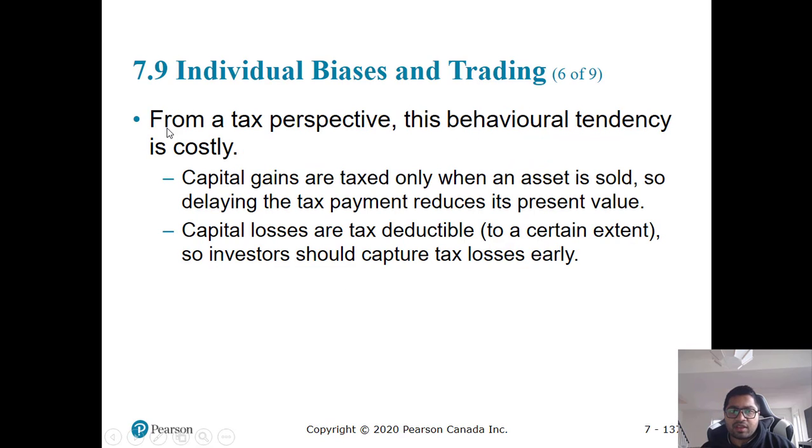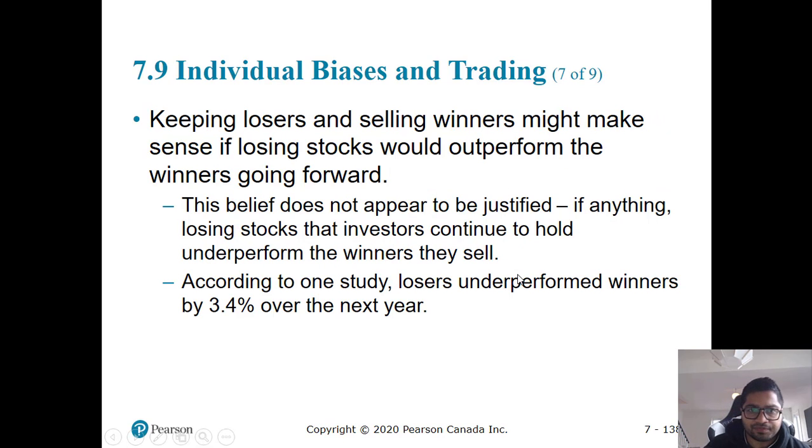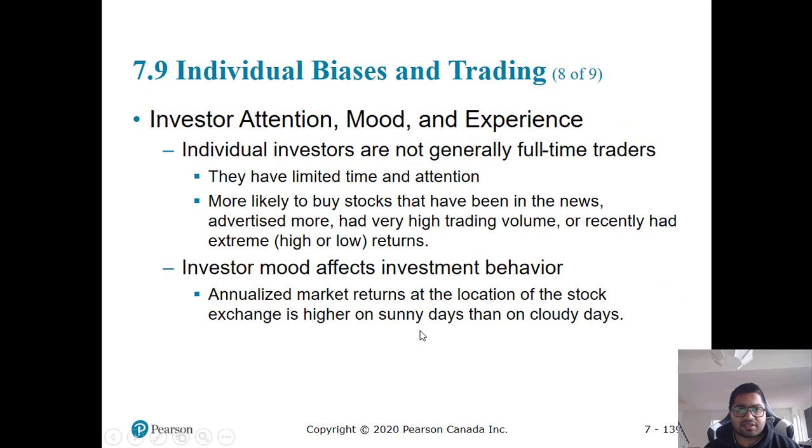taking a loss. From a tax perspective, this behavioral tendency is costly. Capital gains are taxed only when the asset is sold, so delaying a tax payment reduces its present value. Capital losses are tax deductible, so investors should capture the losses as fast as possible. Keeping losers and selling winners might make sense if losing stocks would outperform the winners going forward. This belief does not appear to be justified. If anything, losing stocks that investors continue to hold underperform the winners they sell. According to one study, losers underperform winners by 3.4% over the next year.